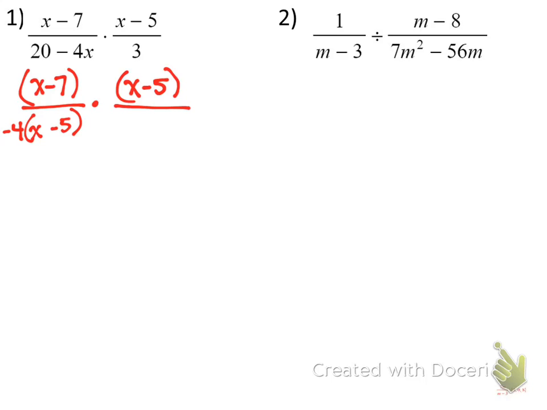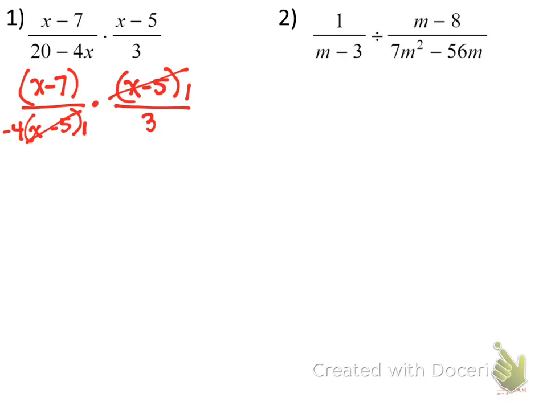And then the 3, of course, you can't factor any of that. Okay? Now I'm ready. I factored everything, and I have a good clean picture of what I can simplify. x minus 5 divided by x minus 5 is 1, right? These two cancel out. I simplified to 1 and 1.